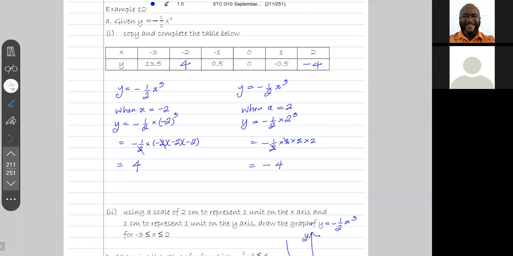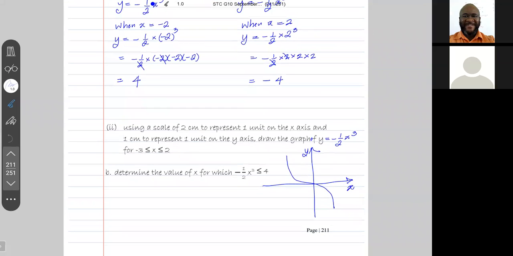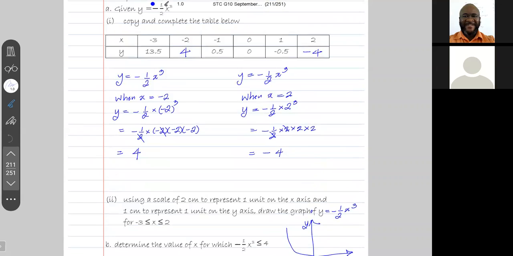All right, so next we're told using a scale of 2 centimeters to represent 1 unit on the x-axis and 1 centimeter to represent 1 unit on the y-axis. We're to draw the graph of y is equal to minus a half x cubed for values of x between x equals minus 3 and x equals positive 2 respectively. All right, so let us at least prepare our graph sheets.